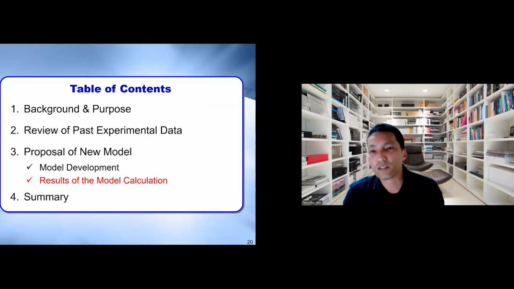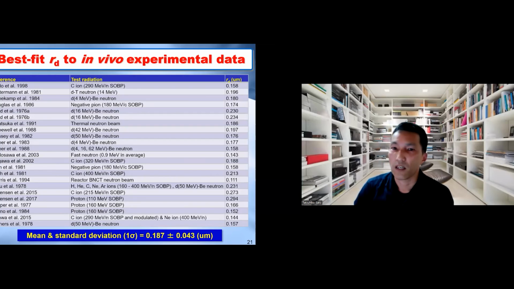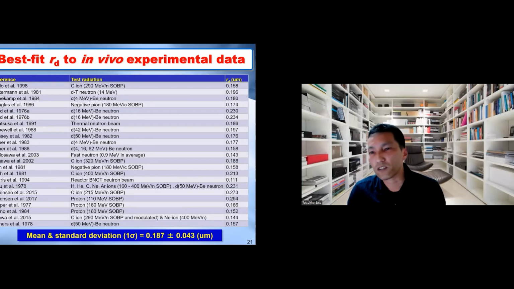Okay, so next I will talk about the results of our model calculations. This table shows the best fit domain radius to in vivo experimental data of skin reactions. And as you see, the best fit values here vary as expected.